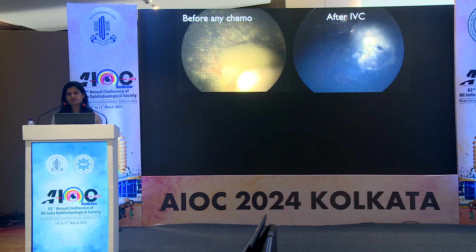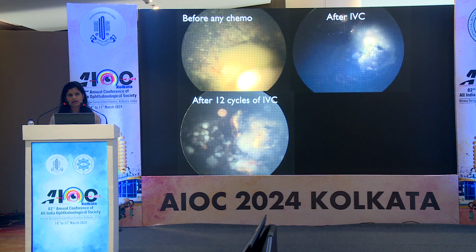Now, this is after intravenous chemotherapy. As you can see, the tumor is nicely reduced in size. There are a few seeds that are still active, which we were treating with focal treatment, but after a few days, he comes back with this. By then, he had already received 12 cycles of intravenous chemotherapy, but now has these multiple vitreous seeds and tumor recurrence. So what would you do?